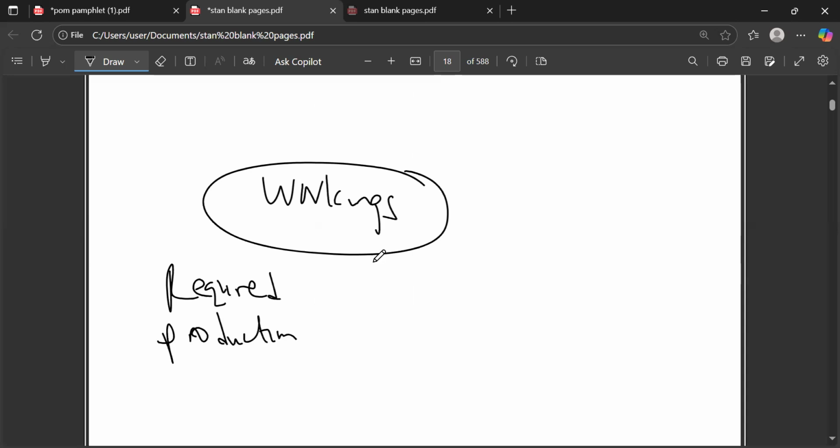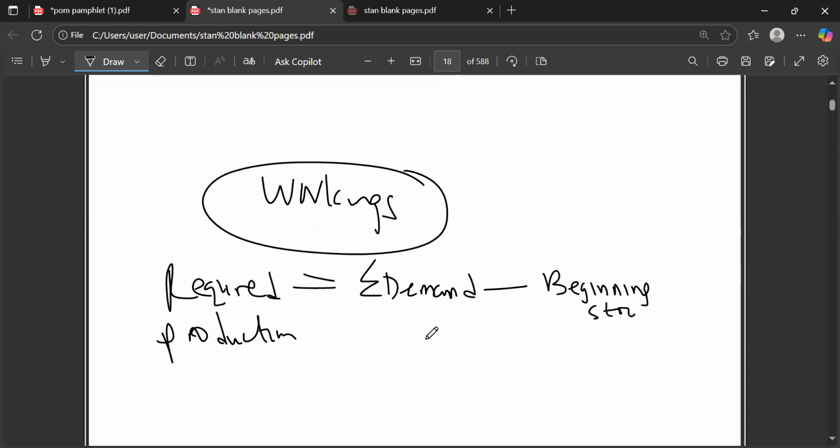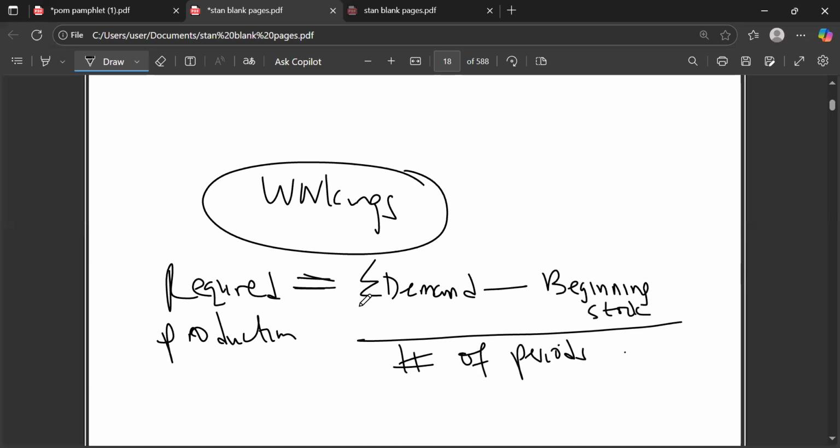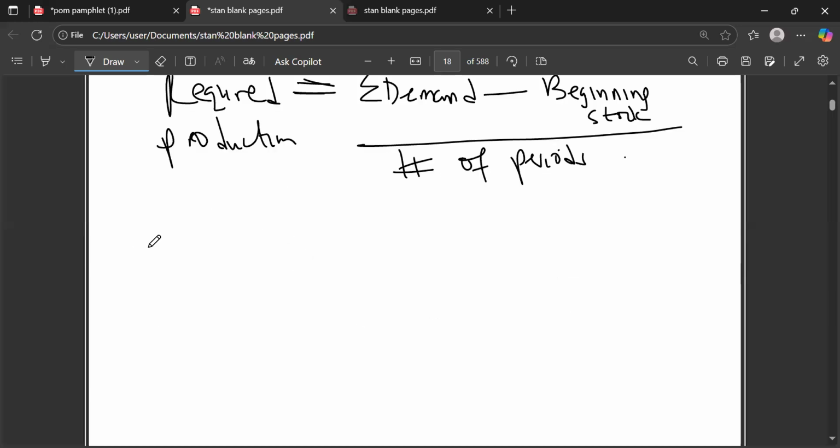is equal to summation of demand, then minus beginning stock, then over number of periods. So this is our required production: summation of demand minus beginning stock over number of periods. So let us find our level production.